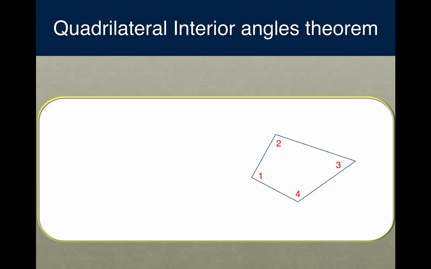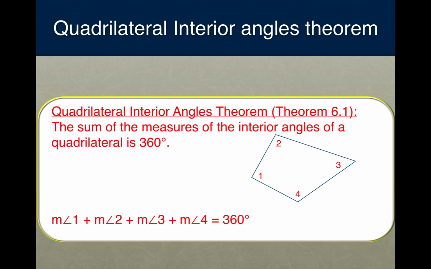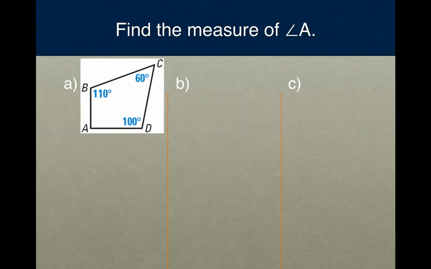So now is a great time to pause the video and take out your theorem packet if you don't have it out already, because we have a new theorem. The quadrilateral interior angles theorem, theorem 6.1, is the sum of the measures of the interior angles of a quadrilateral is 360 degrees. Next, we're going to practice applying this theorem.